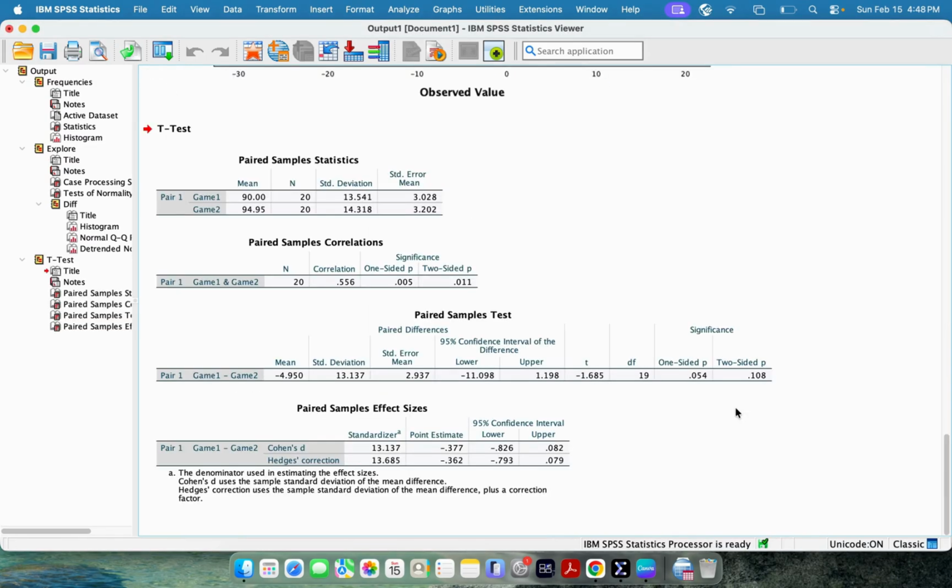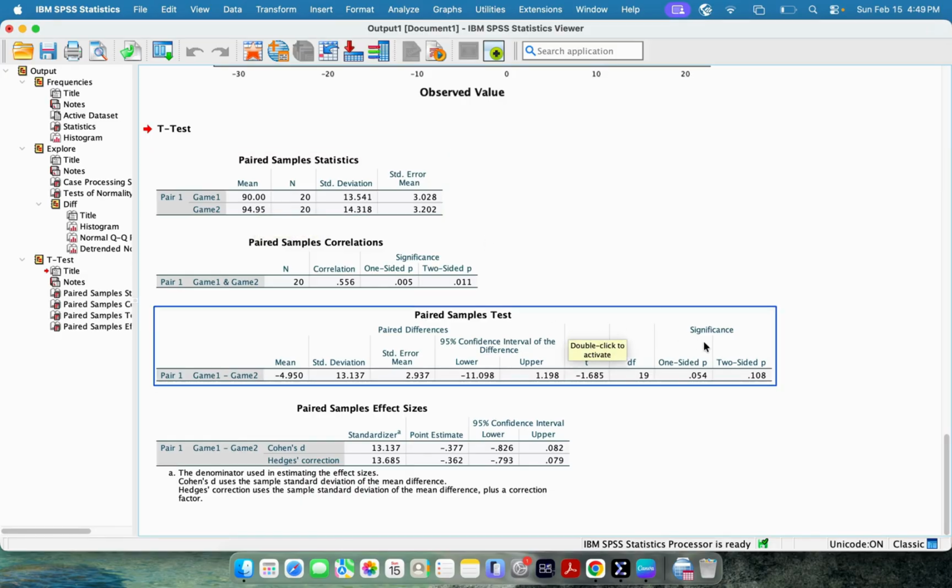Okay, so we are going to look right here first. We've got for game 1 a mean of 90 with a standard deviation of 13.54. Game 2 with a mean of 94.95 with a standard deviation of 14.32. So if I look down here at my significance, here is greater than 0.05. Because P is greater than 0.05, we fail to reject the null hypothesis.